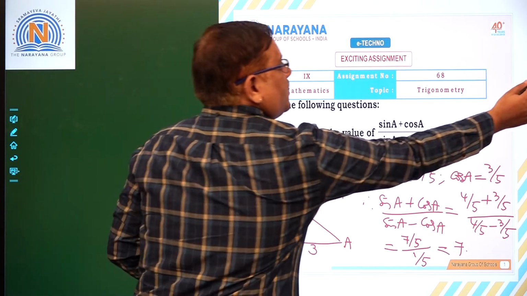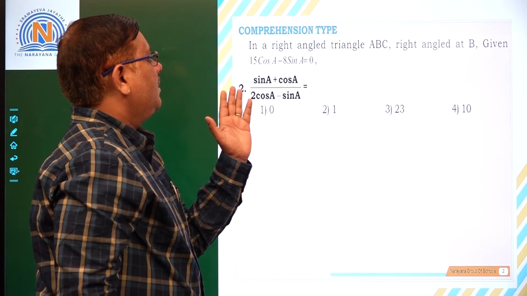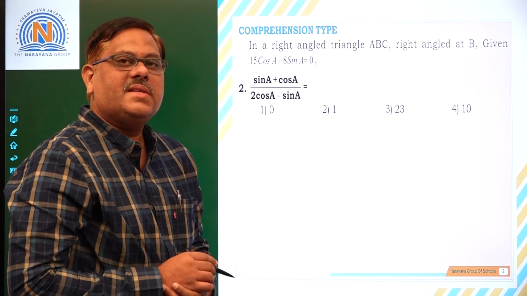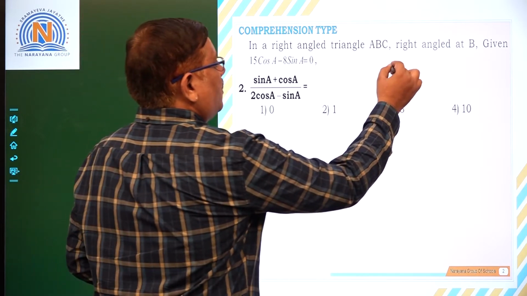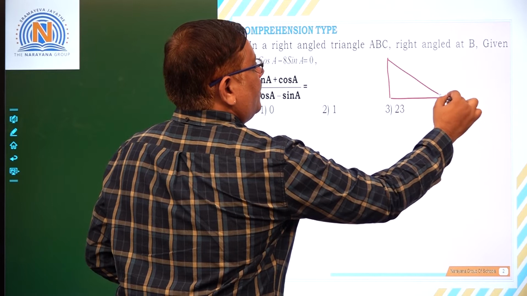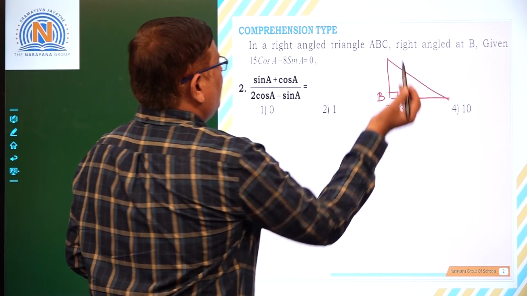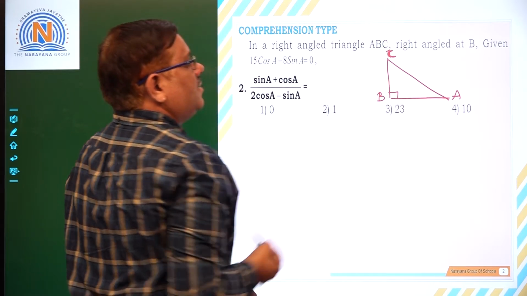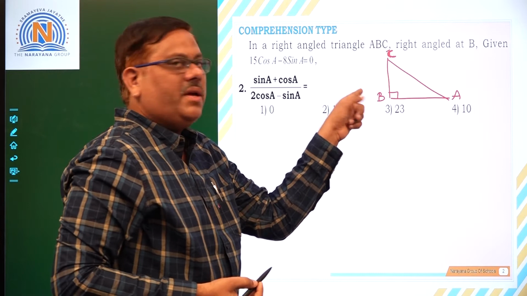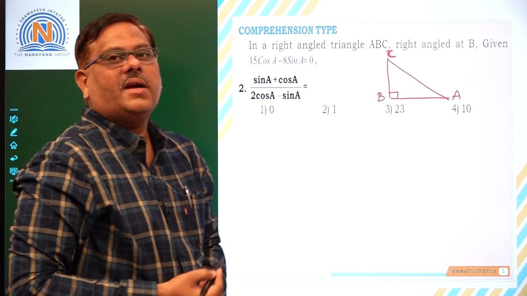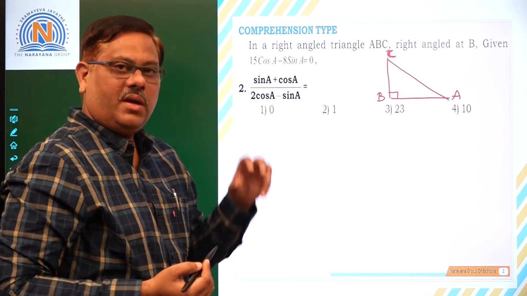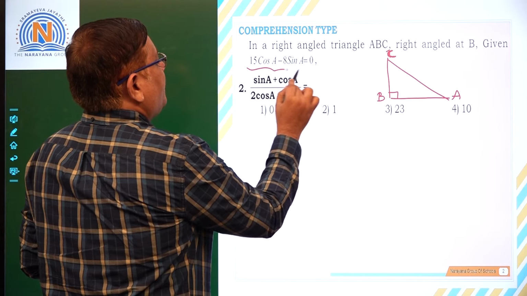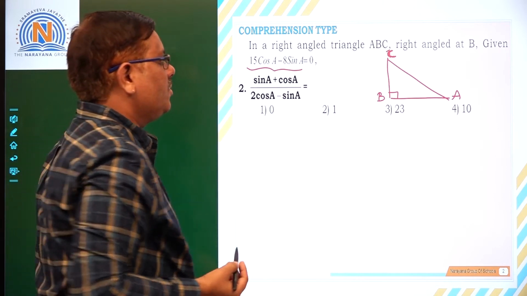Okay. Let us see the next question. In a right angle triangle ABC, right angle at B, given 15 cos A minus 8 sin A is equal to 0. Let us take this as angle A and this as C. The vertices are A, B and C, because the right angle is at B. Angle B is 90 degrees. One more thing is given for us, that is 15 cos A minus 8 sin A is equal to 0.